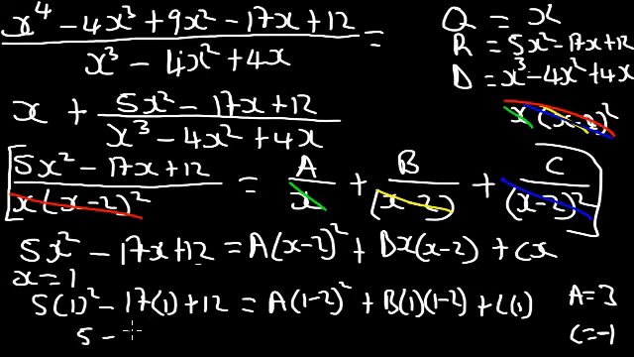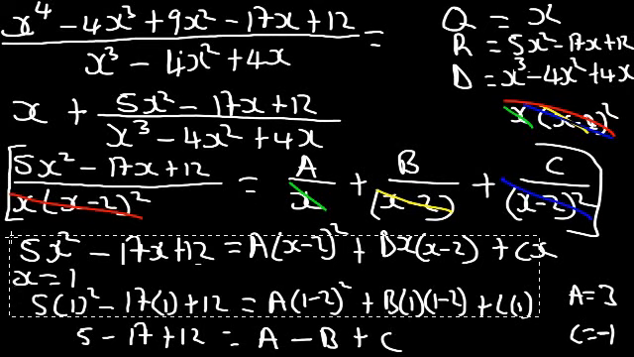And that will be 5 minus 17 plus 12 equals 1 minus 2 is minus 1, all squared is a, plus 1 minus 1 is minus 1, and 1 minus 2 is minus 1 times 1, that's the minus 1, times positive b, that's negative b. That's minus b plus c times 1, that's c. So that's what we have right now. So we can determine the value of b.